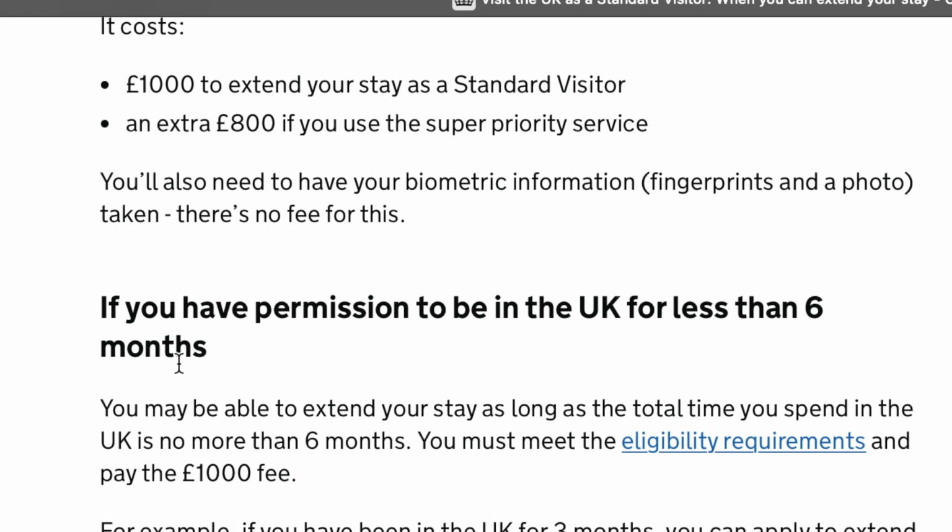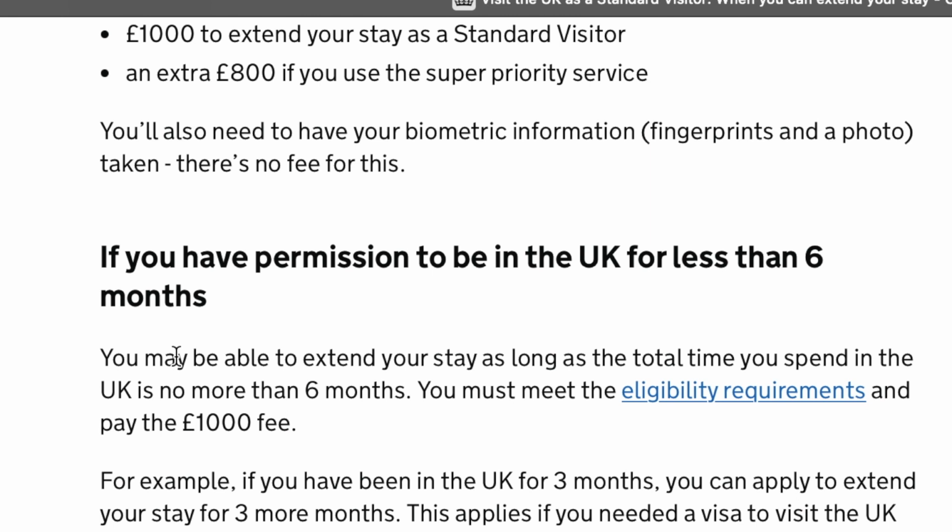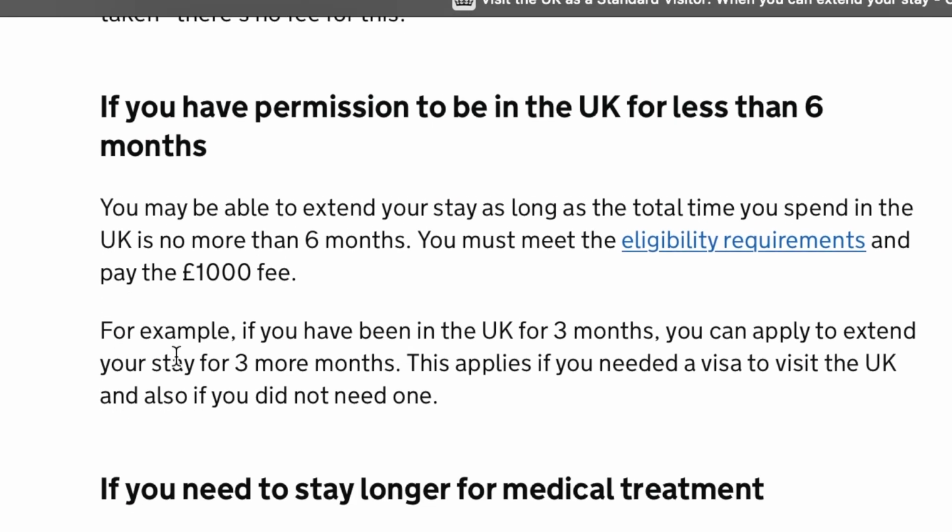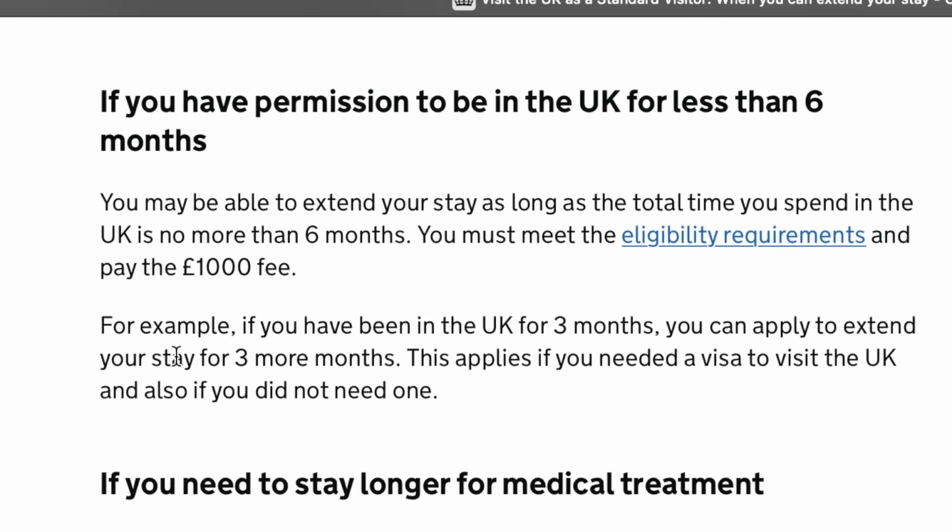If you have permission to be in the UK for less than 6 months, you may be able to extend your stay as long as the total time you spend in the UK is no more than 6 months.